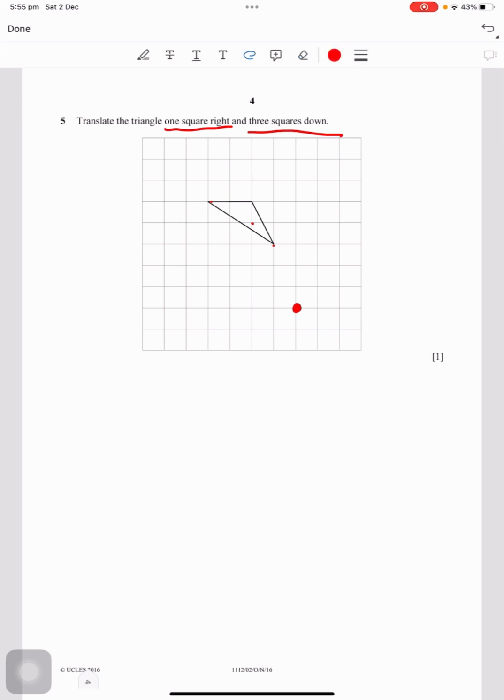Of course, you do need to use a ruler for this. I do not currently have a ruler in this app, so my lines won't be super duper straight. But yeah, you need to use a ruler for this. And down. Yeah, it should be like this, kind of. Yeah, that's pretty good. So this is how you need to translate it.